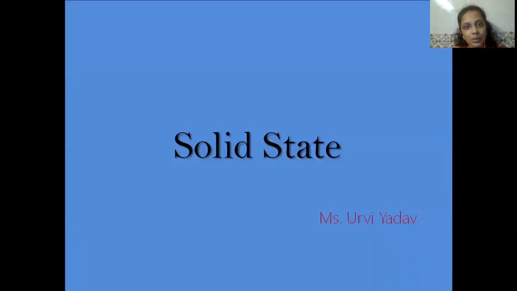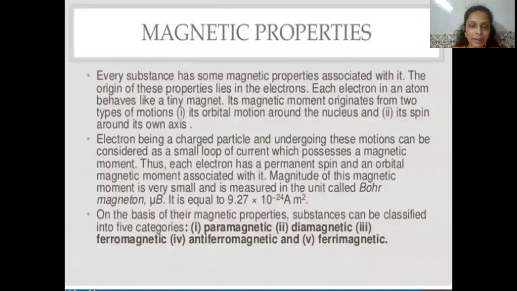In the solid state, we will now do magnetic properties. We know that not all, but some solids do show magnetic properties. We'll discuss why they show the magnetic property and what type of magnetic property they show.